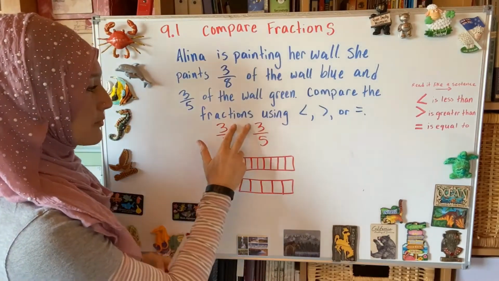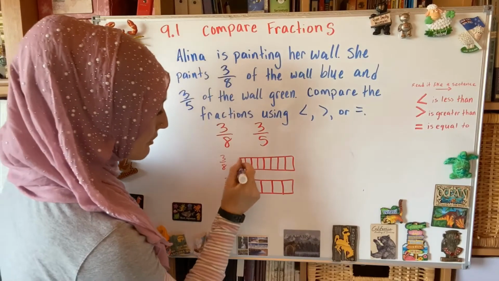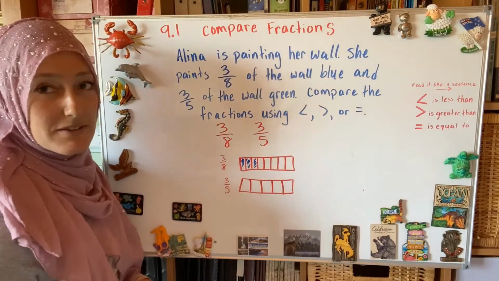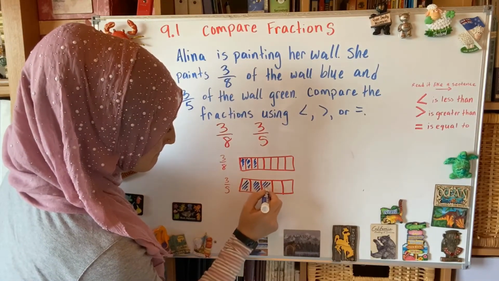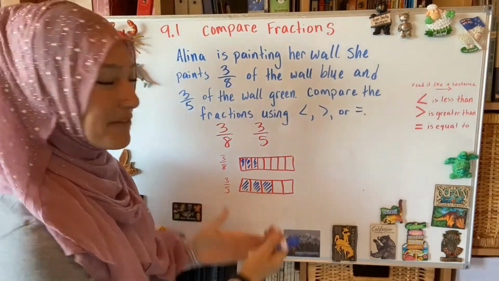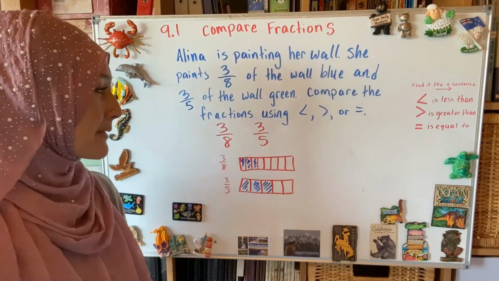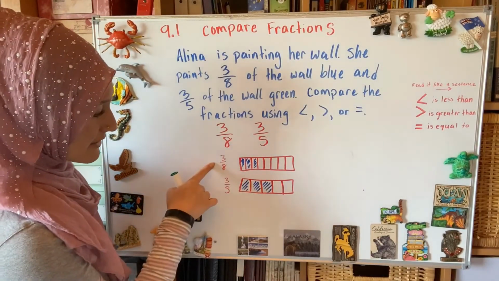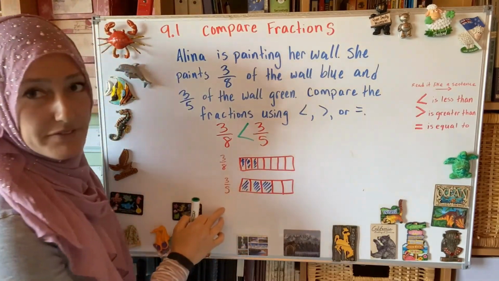So let's go back to the numerator. In this case, for the 3/8, we're taking 3 of them, or we're painting 3 sections of them, so that's 3/8, and this one 3/5. And again, you can see that taking 3/5 of it is going to be a greater amount. So if I go back to comparing my fractions, 3/8 is going to be less than 3/5.